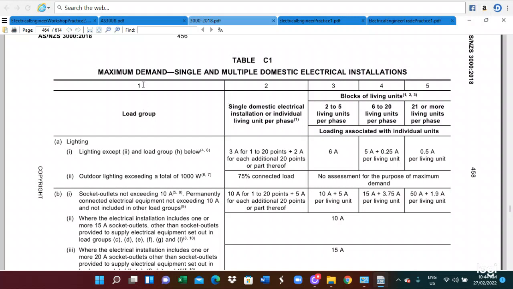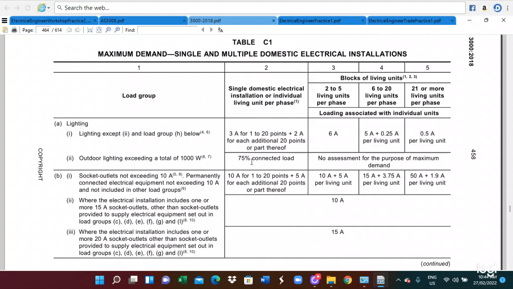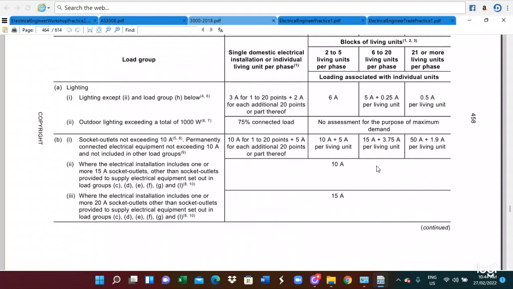Column 1 is the load group. Column 2 is a single domestic installation. Columns 3, 4, 5 are for the block of units. So this tells us what kind of load and what kind of place of installation. Depending on the type of load group and the place of installation, we have to determine the appropriate maximum demand current by using the table.